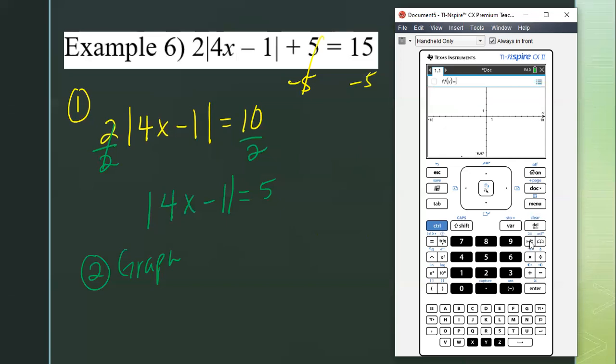So absolute value, clicking my math function, absolute value of 4x minus 1. I put that in first. I'm going to arrow down. And what does it equal? 5. So we put in the left side first, the right side second, and we hit enter. And our solution is where they do what? Where they intersect.